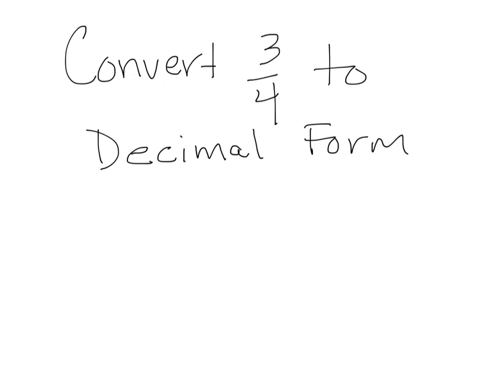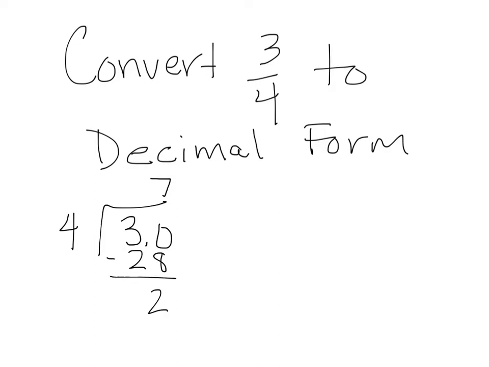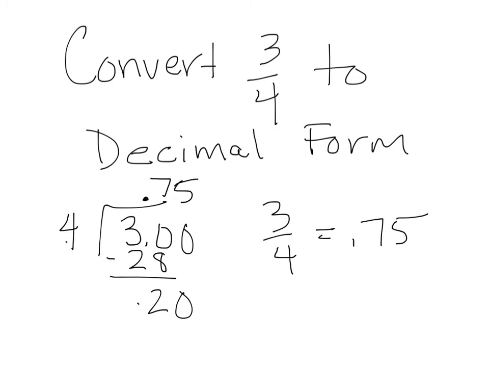Convert 3/4 to decimal form. So I'm going to put the 3 underneath the division sign, put the 4 outside of it. I'm going to say, how many times is 4 going into 3? It doesn't. How many times is 4 going into 30? 7 times. 7 times 4 is 28. Subtract, and we get 2. Drop another 0. How many times is 4 going into 20? 5 times. And so 3/4 is the same thing as 0.75.